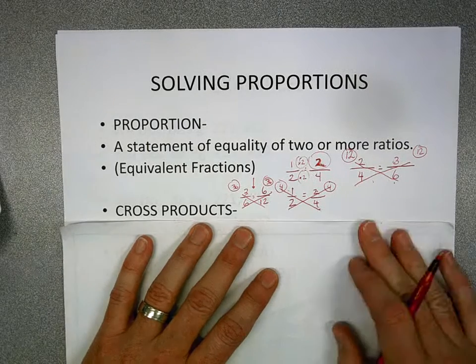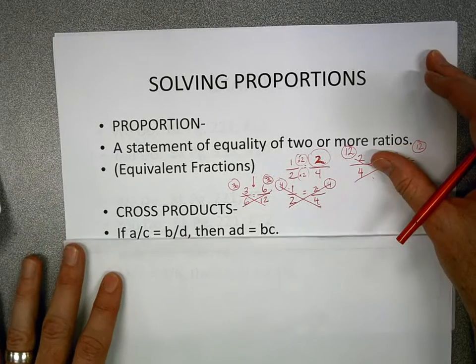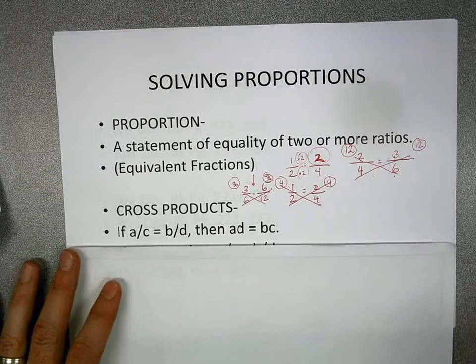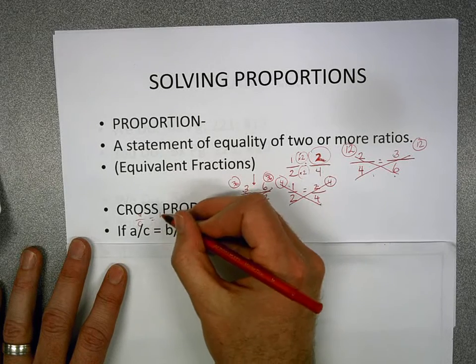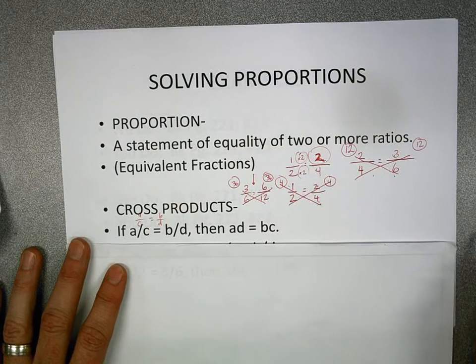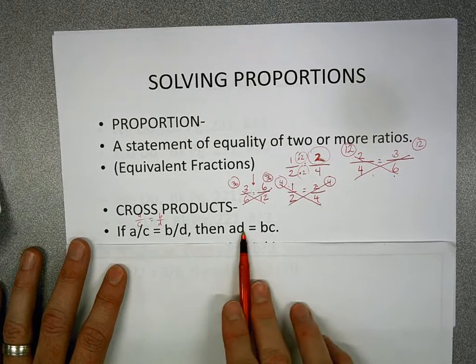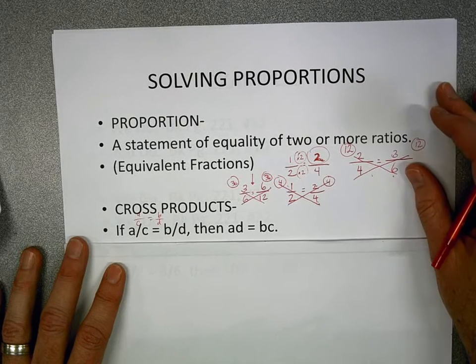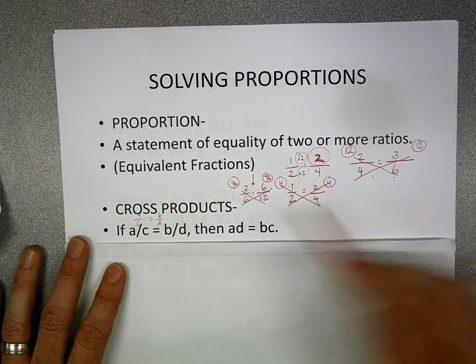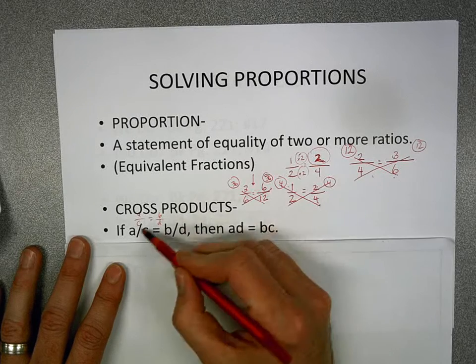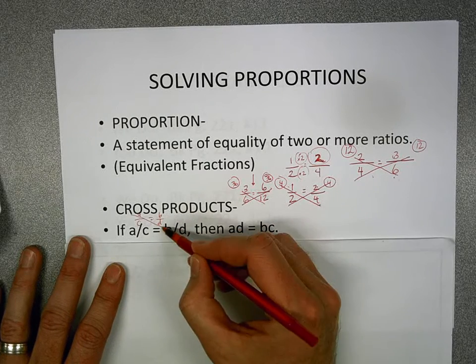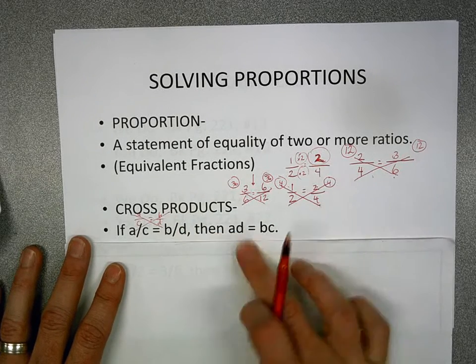So here's what your book says cross products are. It says if A over C is equal to B over D, then A times D is equal to B times C. And all that is just telling you exactly what I said. Look at A over C is equal to B over D. That means that A times D is equal to B times C.